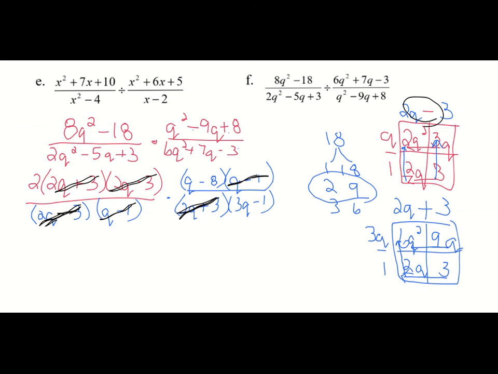But here, we're left with 2 times q minus 8 over 3q minus 1. And that's all we can do. We can't do any more. It's all that's left.